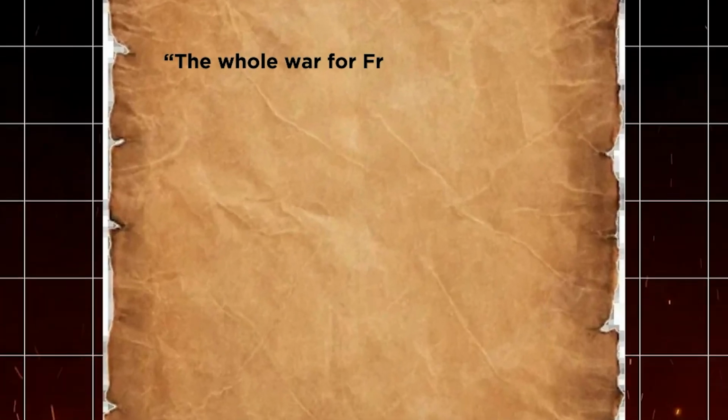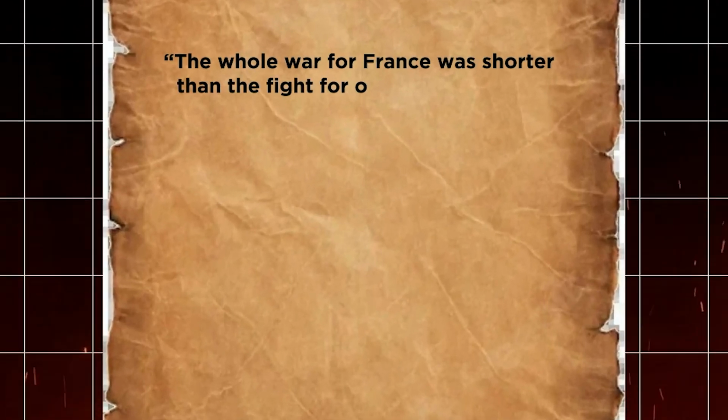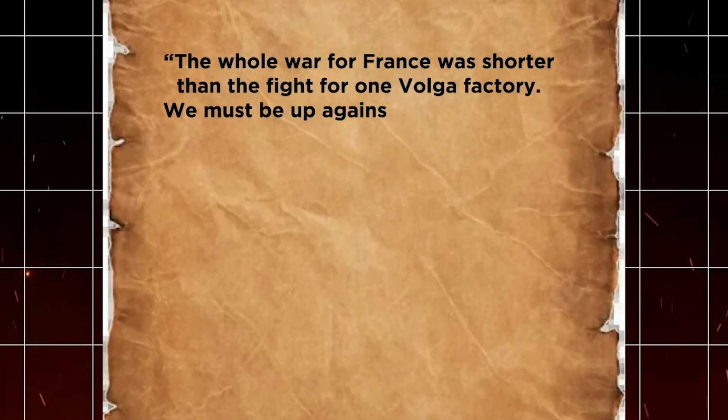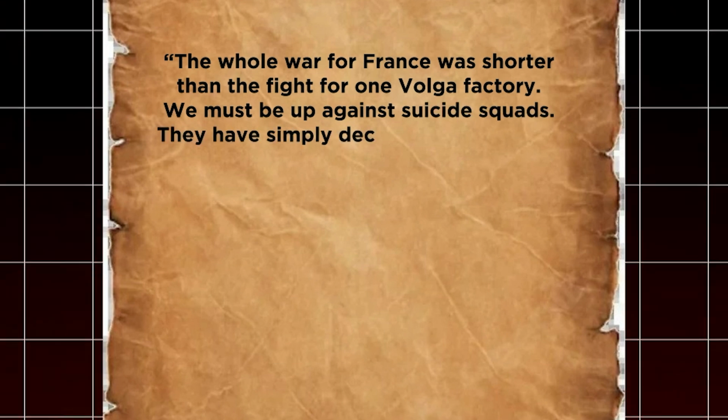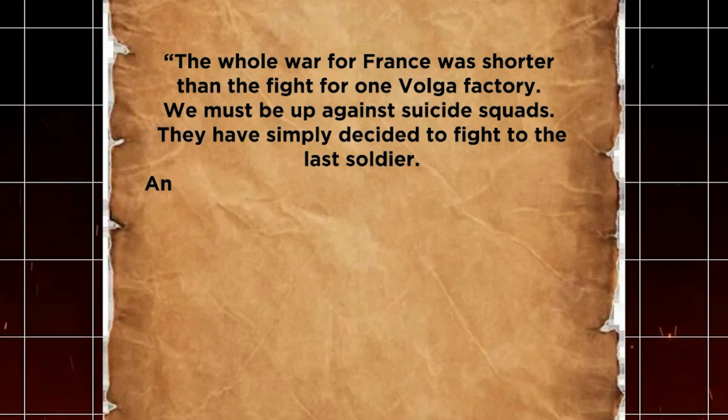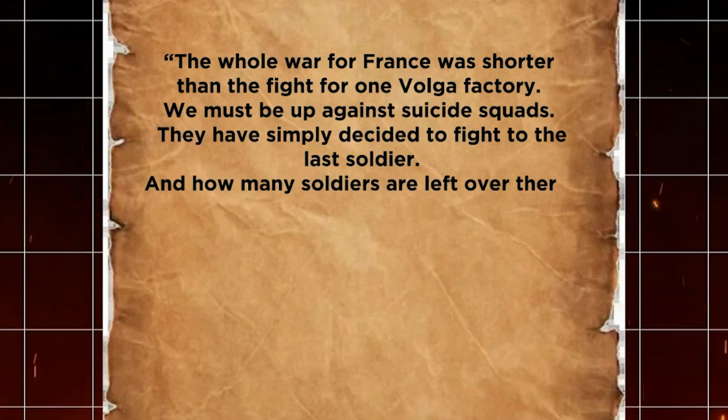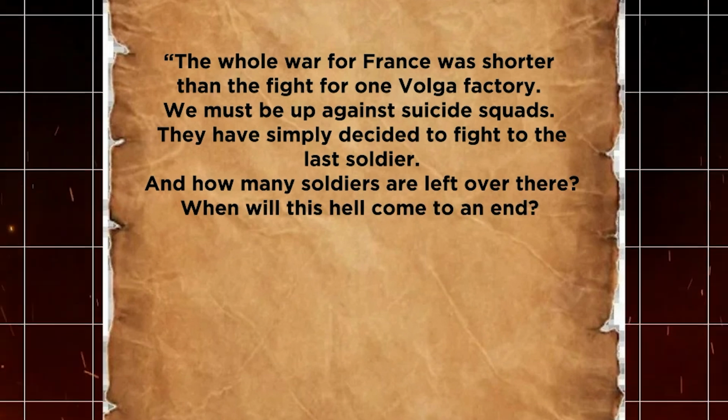The whole war for France was shorter than the fight for one Volga factory. We must be up against suicide squads. They have simply decided to fight to the last soldier. And how many soldiers are left over there? When will this hell come to an end?